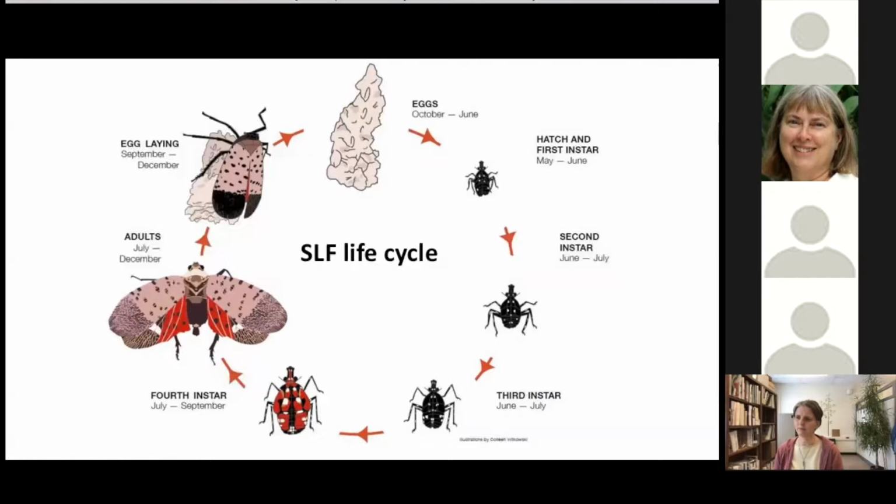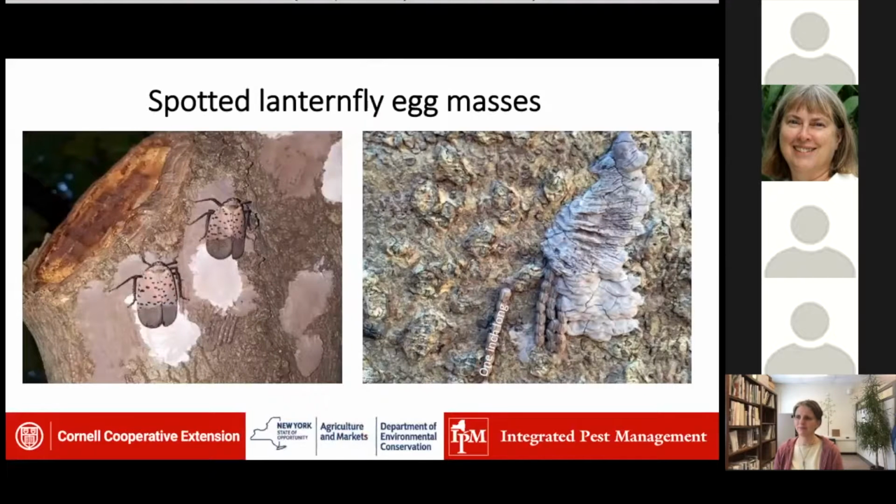The adults can survive from July into the winter. We're always looking for information on how cold it needs to be to control either adults or eggs. I don't think we have very good information on that, but we're trying to collect it.